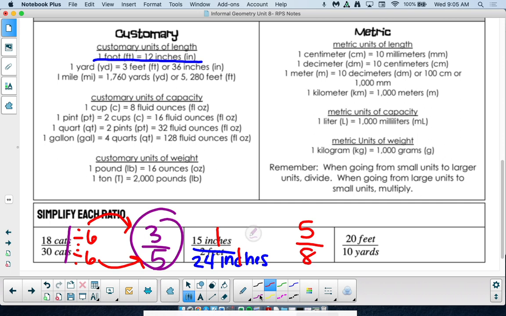And if you aren't using the ABC button, you would hopefully notice that 3 goes into both of those. So again, 15 divided by 3 is 5. 24 divided by 3 is 8.